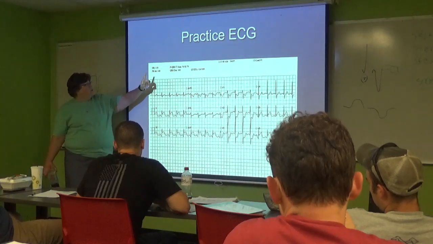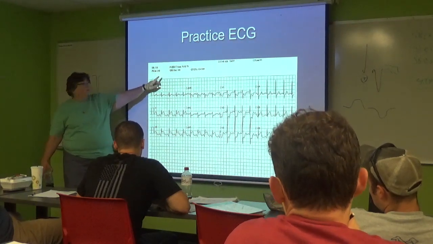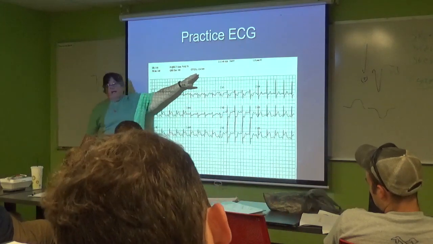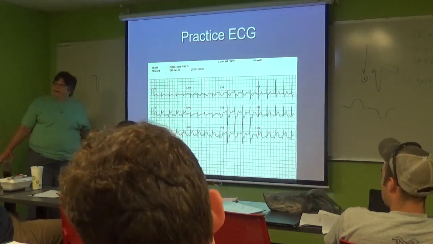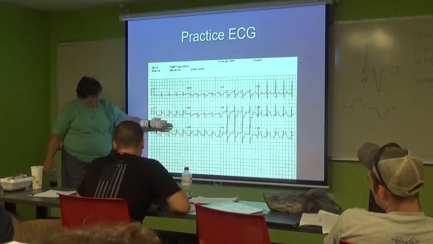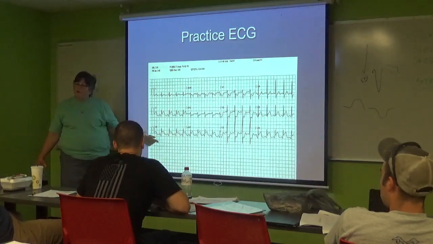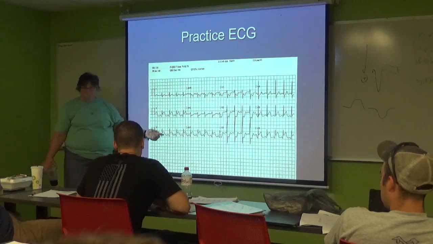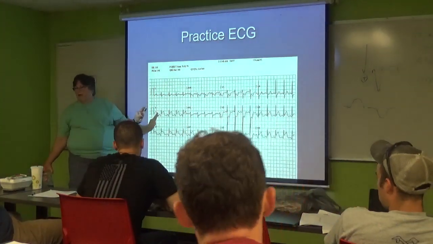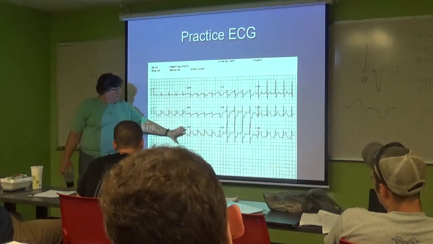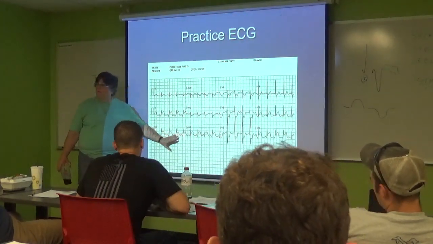Are all my intervals normal? 0.14, 0.10, 389. So I have normal intervals. That's my next line, and then we start reading. QTC's 3. AVF. And again, count your millimeters. We're going to say 3, 4, 5 millimeters, whatever. Just take the biggest one and use that one. So we're going to have 5 millimeter ST elevation in 2, 3, AVF.